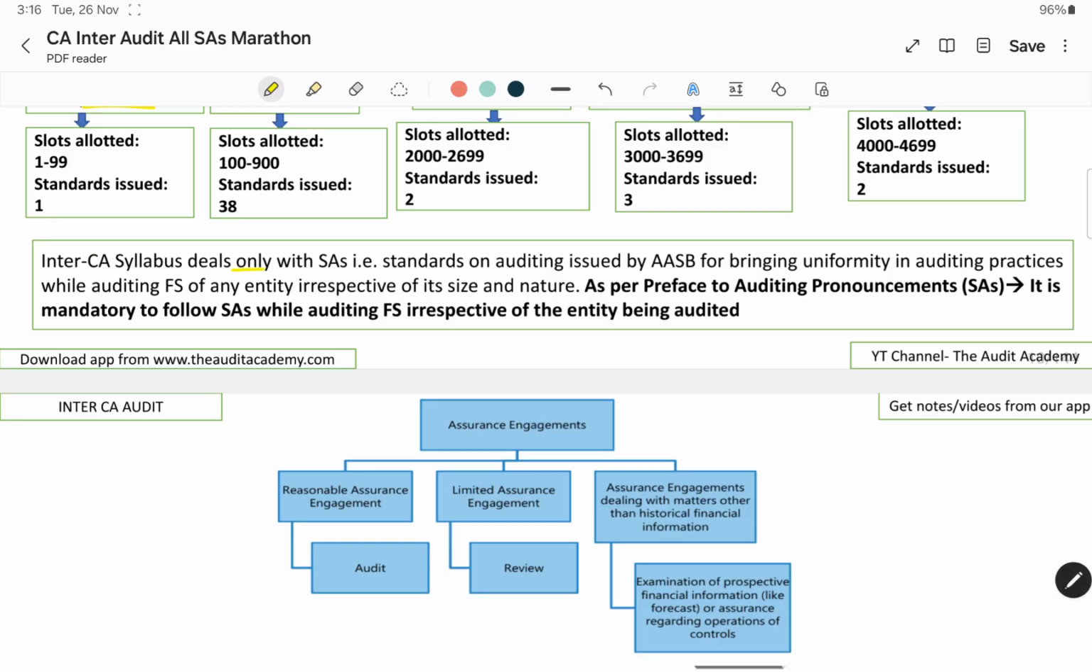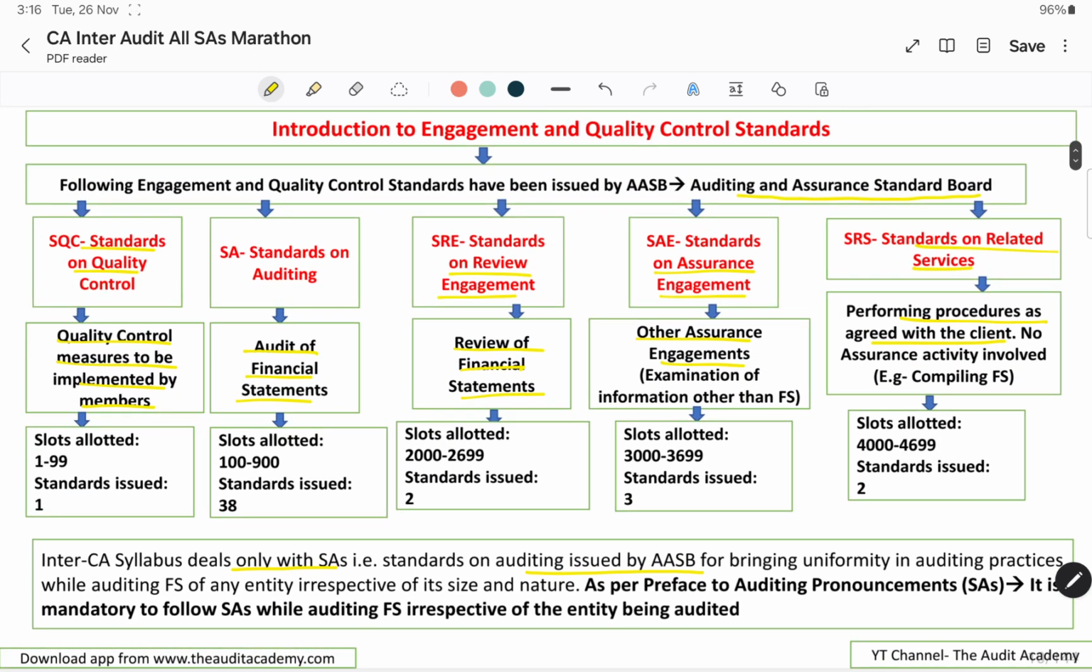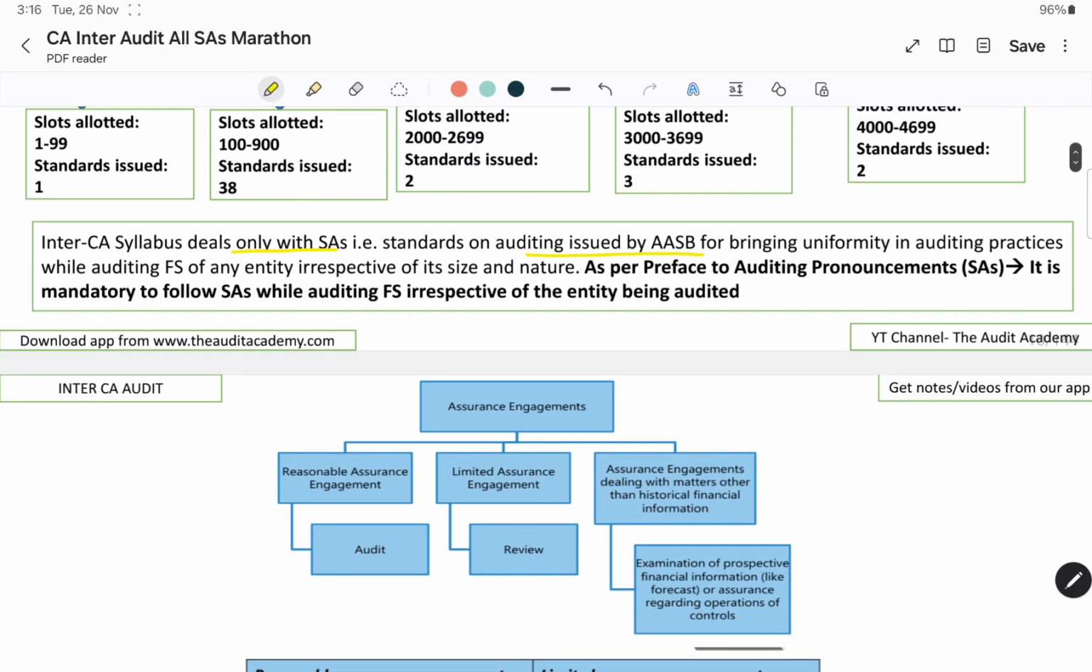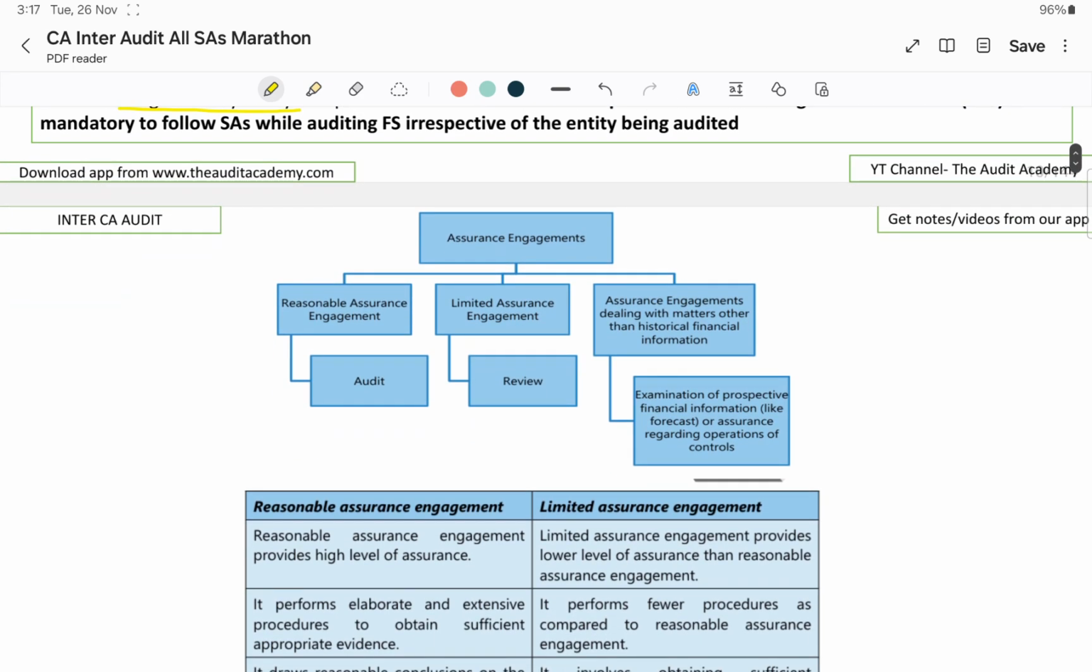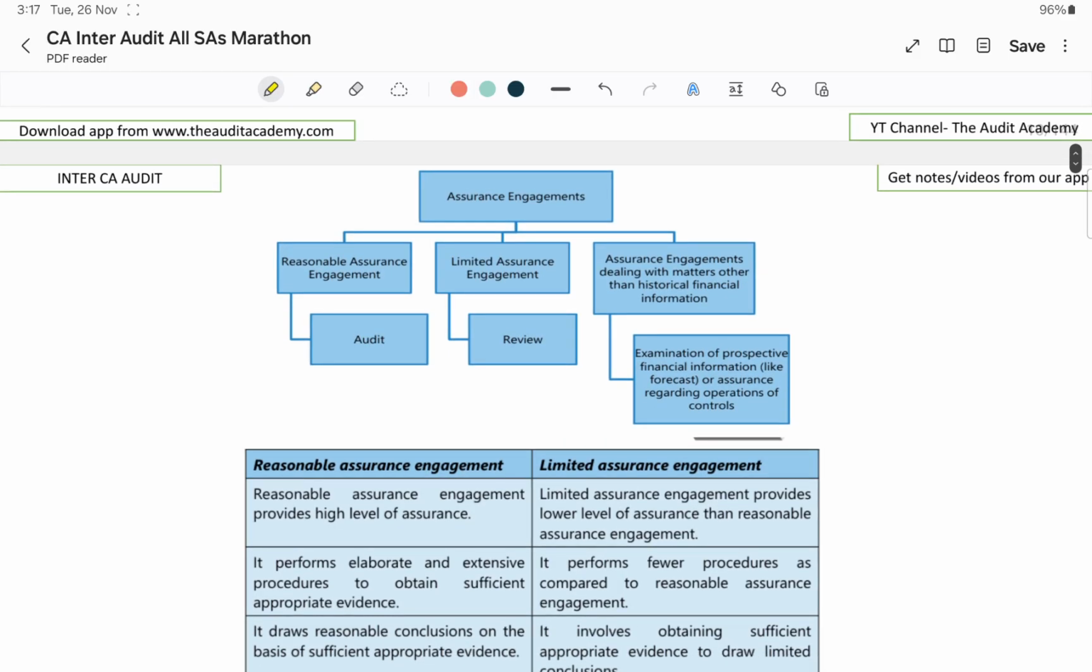The Inter CA syllabus deals only with SAs. Standards on Auditing are issued by the Auditing and Assurance Standard Board for bringing uniformity in auditing practices while auditing the financial statement of any entity irrespective of its size and nature. As per the preface to auditing pronouncements, it is mandatory to follow the SAs while auditing the financial statement irrespective of the entity being audited.